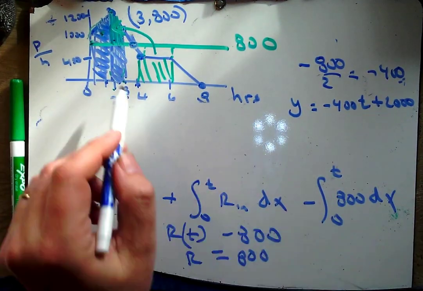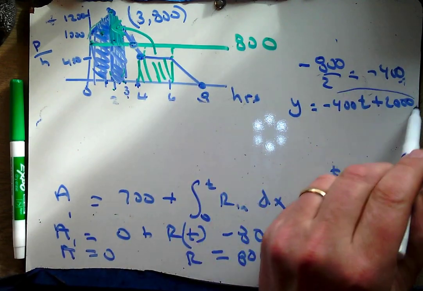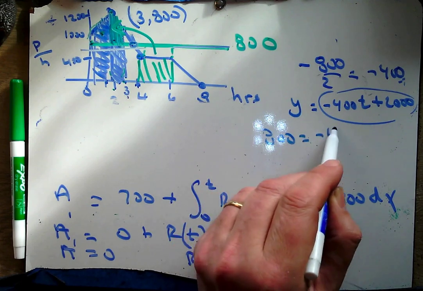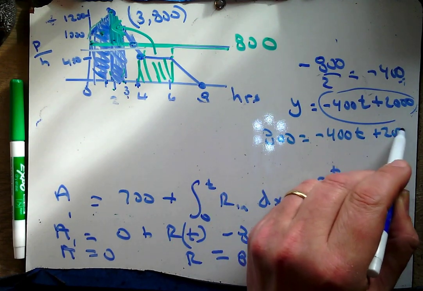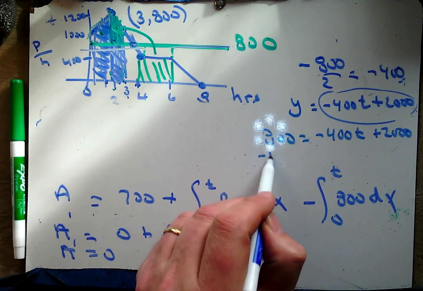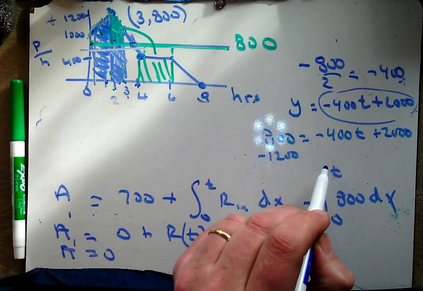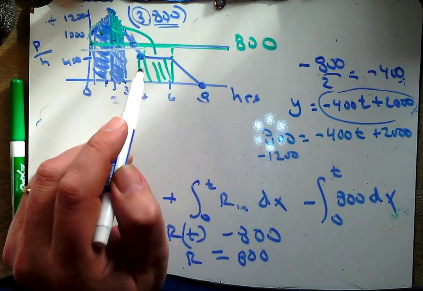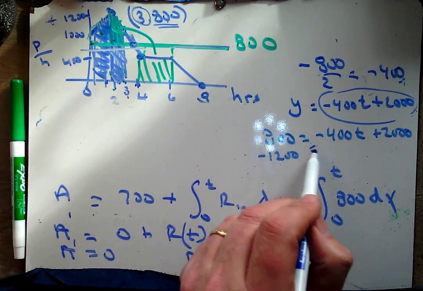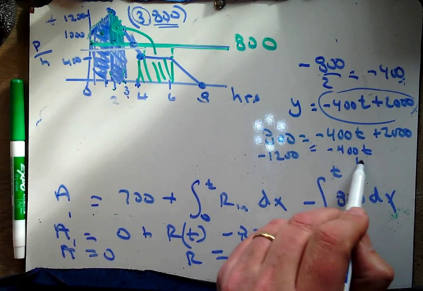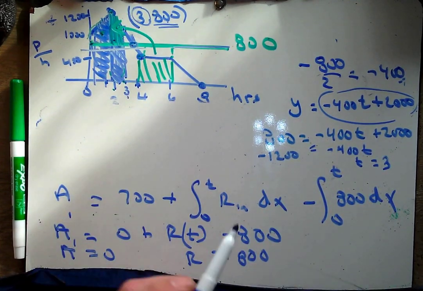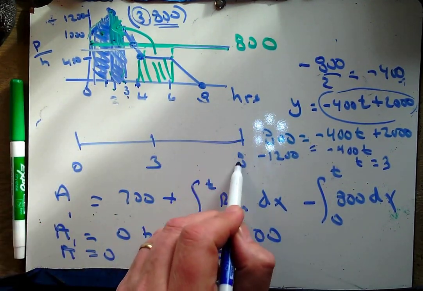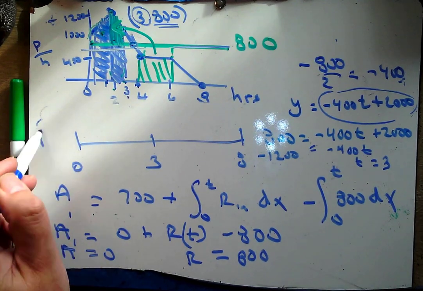Good. What about when does this line equal 800? So 800 equals negative 400t plus 2000. Subtract 2000, so negative 1200. Oh, duh. We know already. It's a time equal to 3. That's silly Billy. Okay, t equal to 3. At t equal to 3, we've got something going on. Endpoints 0, 8. Now, this is A prime.